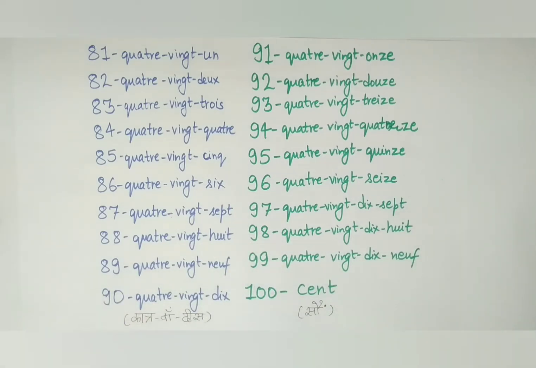So 90 will become quatre-vingt-dix, 80 and 10 coming together to make 90. And again the same pattern will be followed for the next numbers. After 10 we have 11. So here also we'll follow the same pattern.